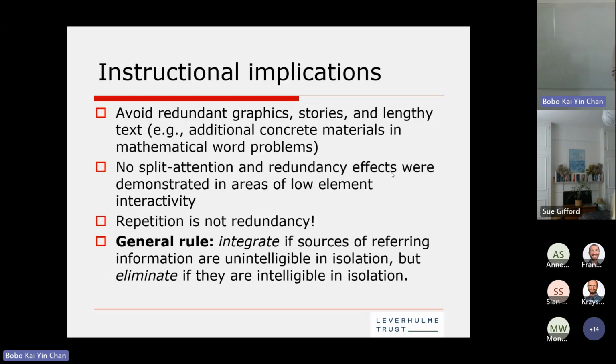So the general rule is that if the sources of information that you are dealing with are unintelligible in isolation, they need to be related to each other to be understood. Then you have to embed them and try to integrate them to reduce split attention. If they are actually intelligible in isolation, each of those sources, then eliminate unnecessary, redundant ones. So things actually depend on whether it's intelligible and so on or not. So according to that situation, you can address either a split attention situation or redundancy.